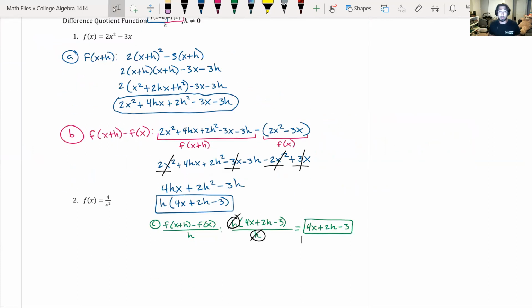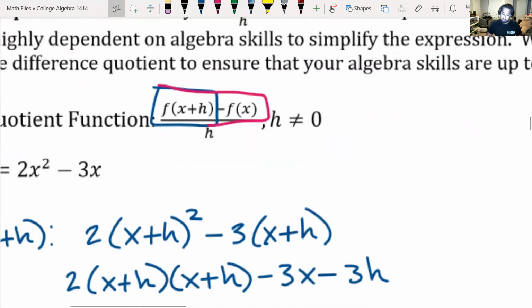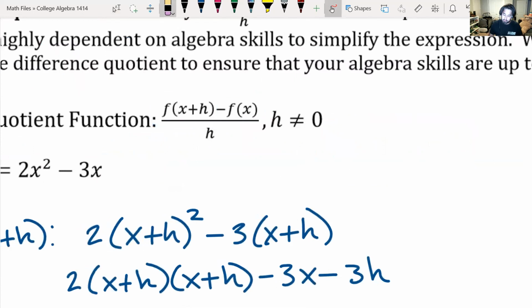And that's the difference quotient. So we'll start number 2. But let me erase this and just let you know that when you work these difference quotients, your main goal in life with these difference quotients is to get rid of that h. That's your job. Get rid of that h. And we did that on the last one.